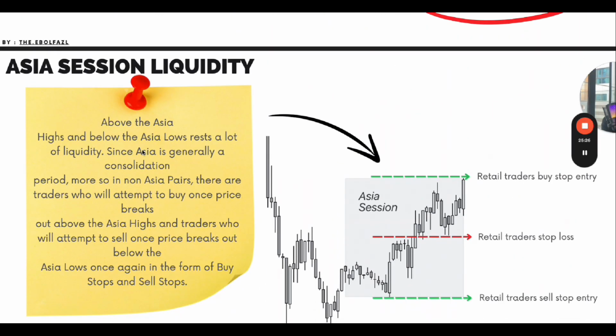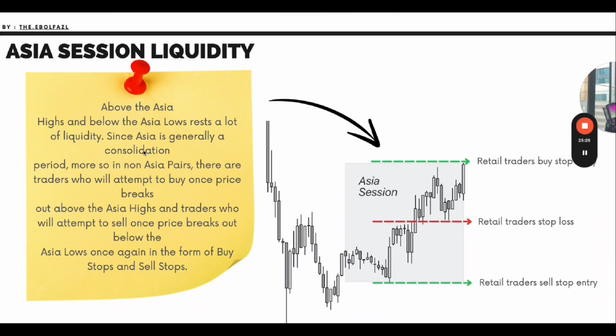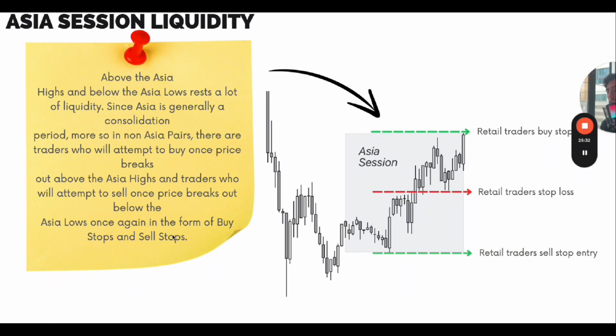So let's dive into the next type of liquidity that we have, Asia session liquidity, which is one of the important liquidity types that we have. Above the Asia high and below the Asia low is a lot of liquidity. Since Asia is generally a consolidation period, more so in the non-Asia pairs, there are traders who will attempt to buy once price breaks out above the Asia high, and traders who will attempt to sell once price breaks out below the Asia low.